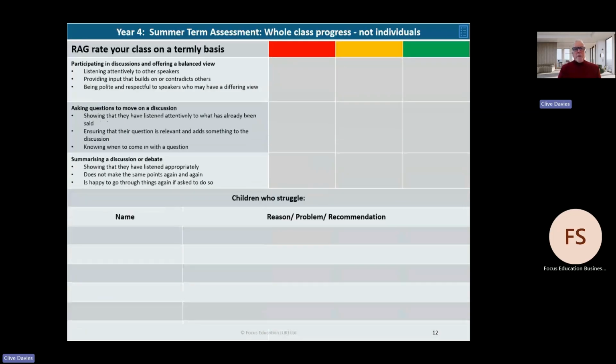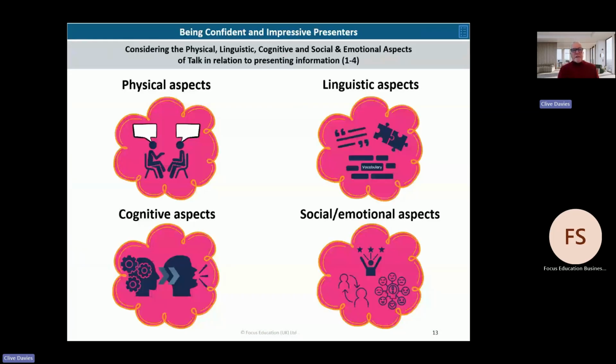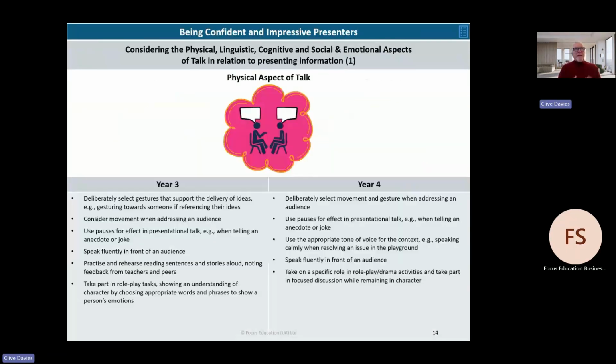In addition, we've broken down the physical, linguistic, cognitive, and social and emotional aspects of talk. And we've tried to really focus on different age groups and say this is what we should be looking for within each of these areas against their actual age.